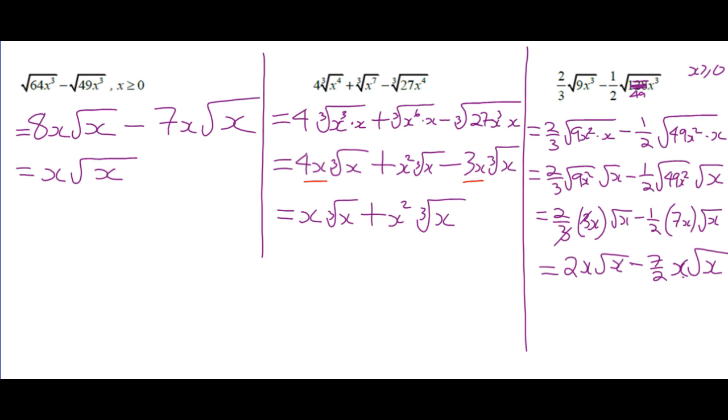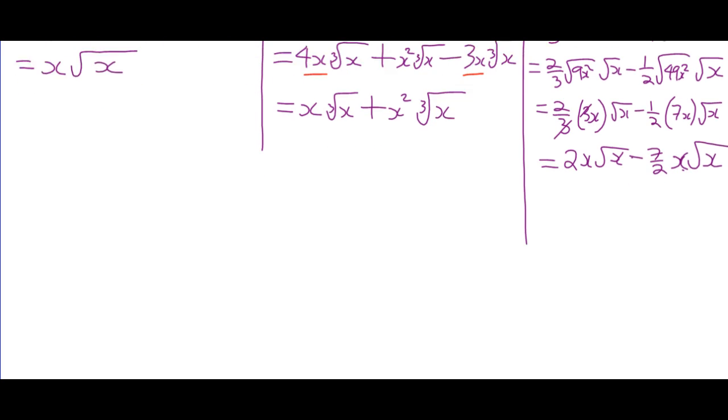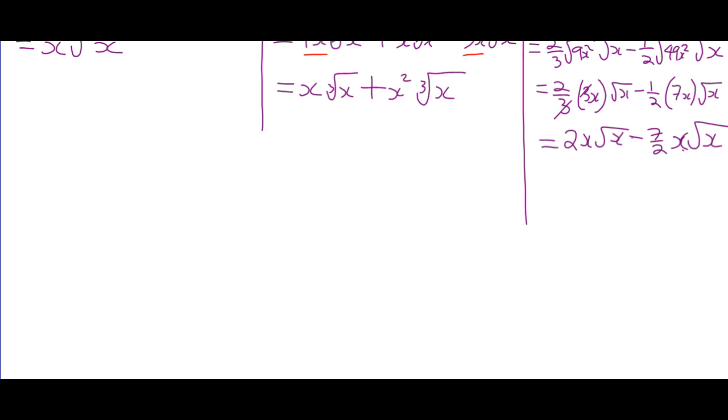Okay, so then if we're going to add these, we need a common denominator, which is going to be 2. So this is going to become 4/2 x root x minus 7/2 x root x. So what's our final answer? Negative 3/2 x root x.